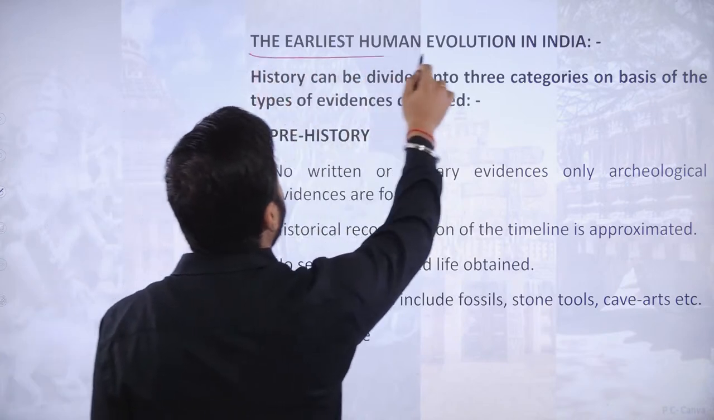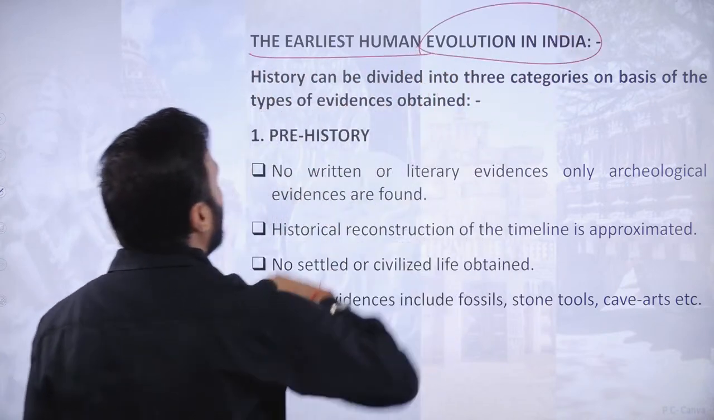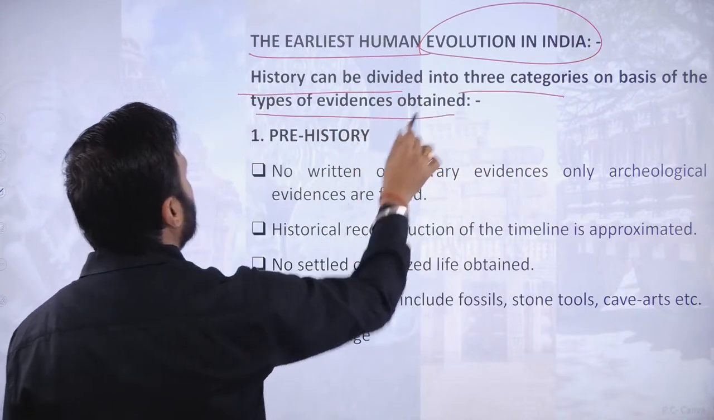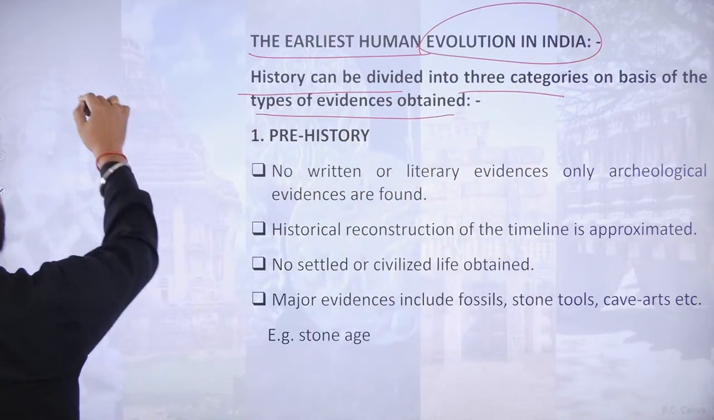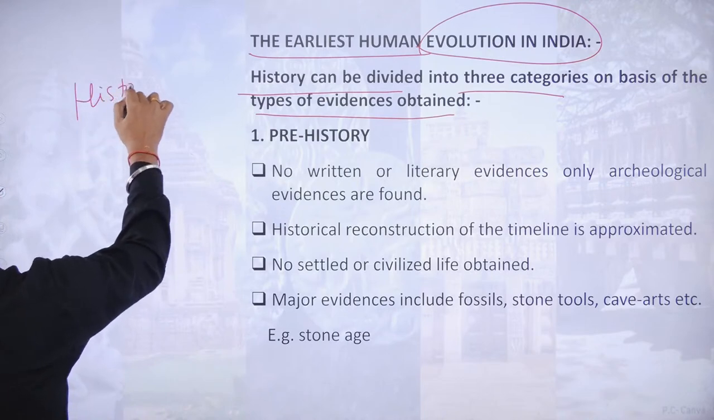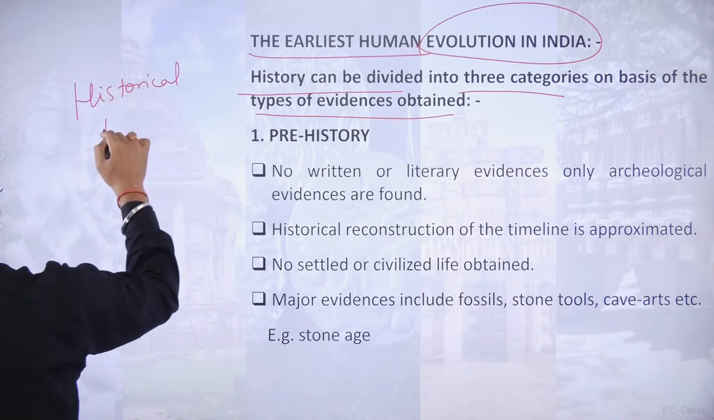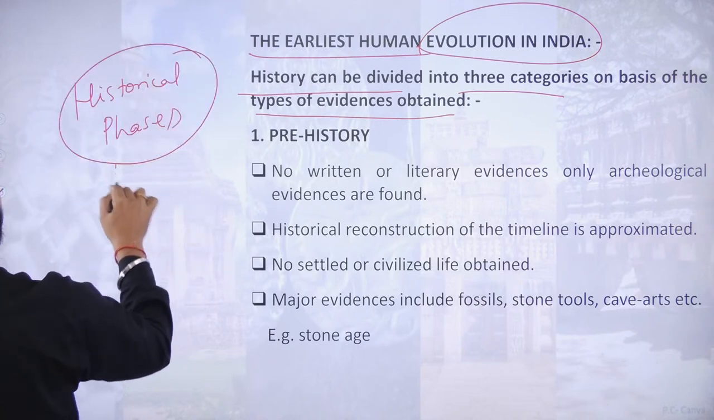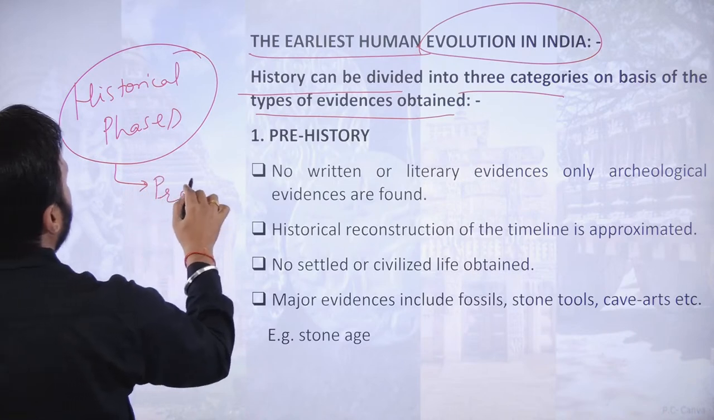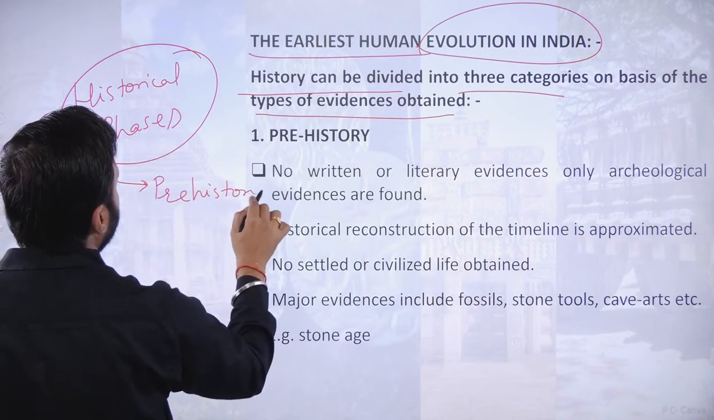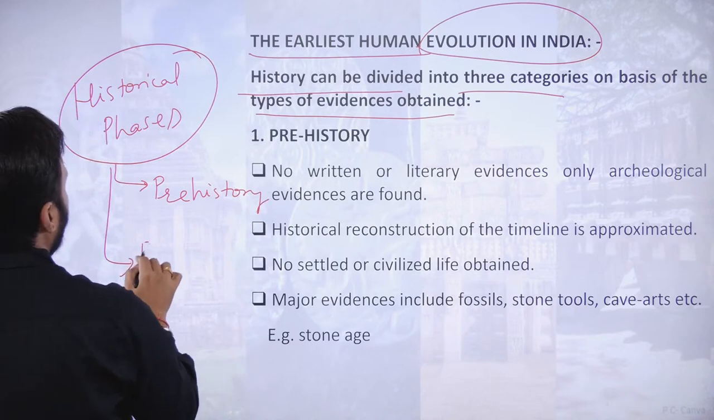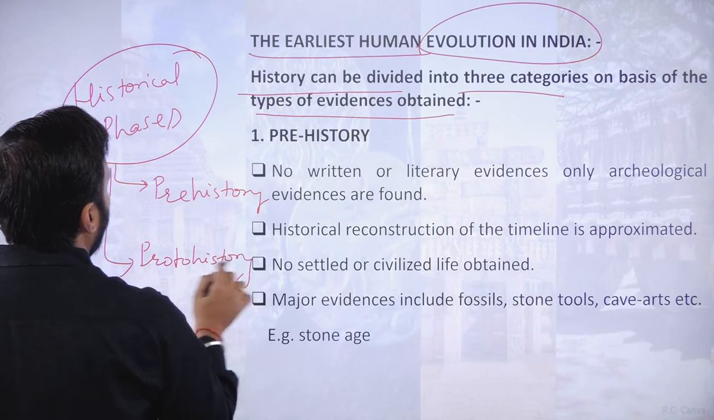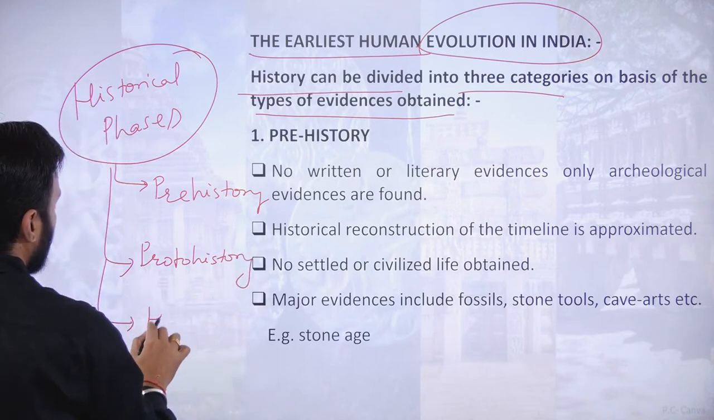Then let us understand the earliest human evolution in India. History can be divided into three categories on the basis of the types of evidence obtained. History is basically a historical time period that could be divided into three distinct phases. Number one, the prehistoric time. Number two, proto-historic time. And number three, the historic time.